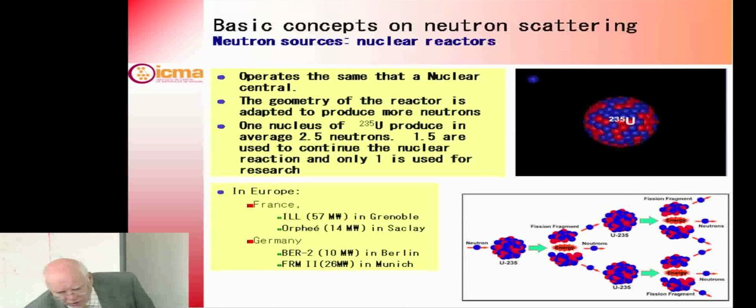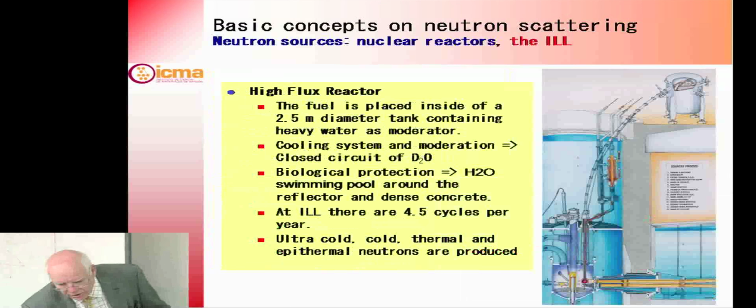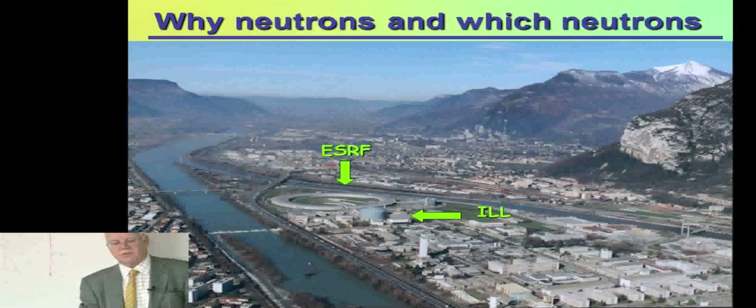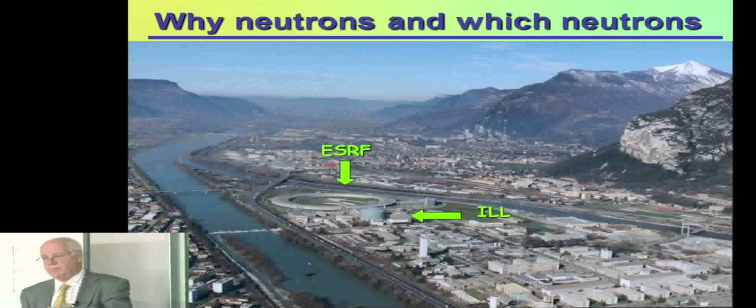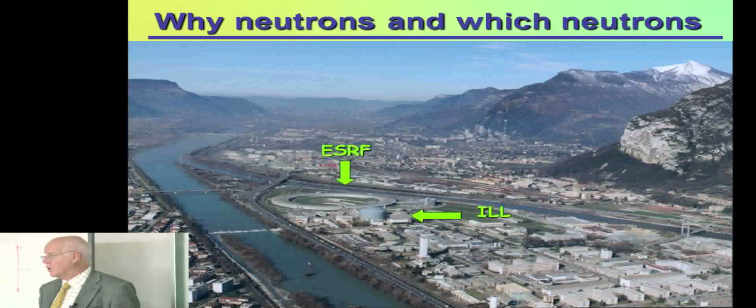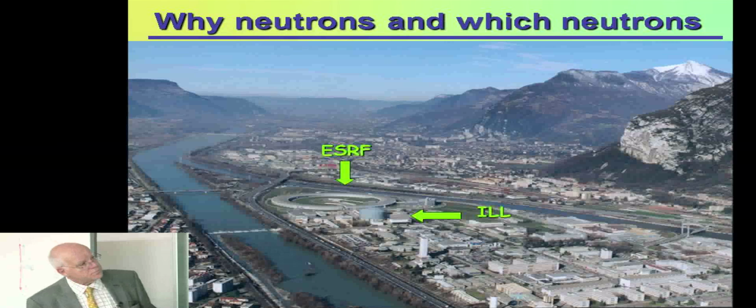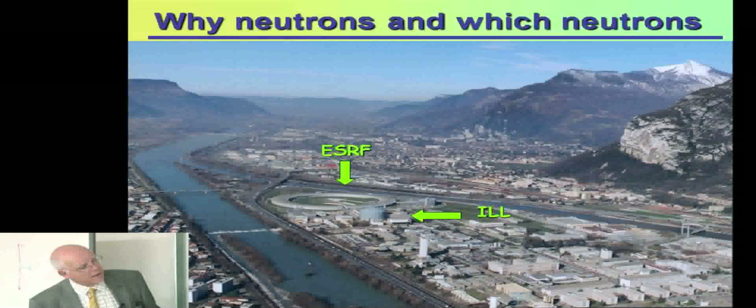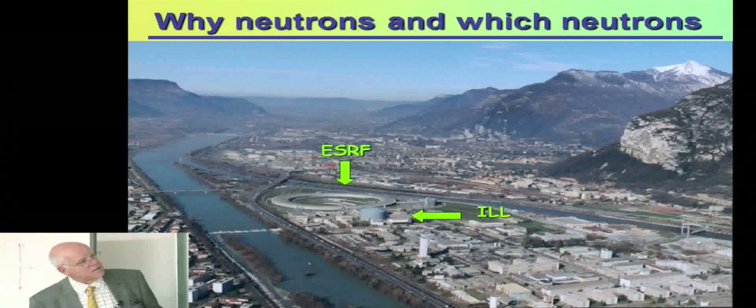This is how to produce neutrons in a nuclear reactor or by spallation. This is a high flux reactor in the ILL. And just to finish, this is more about the different neutron sources. In Japan, you have fantastic neutron sources. And this is the ILL here. This is the reactor. This is the valley where the ILL is.